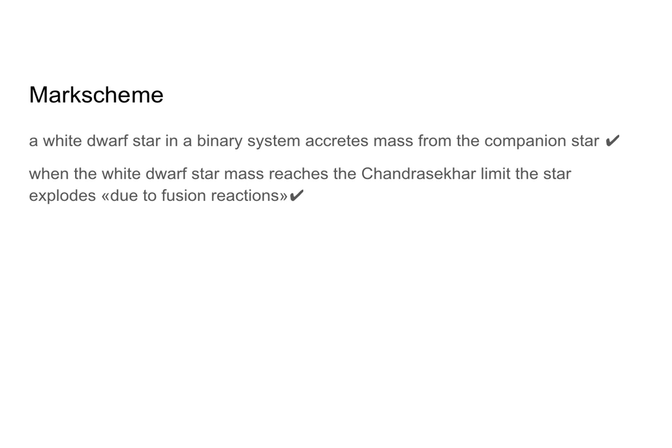Okay, so here's the mark scheme. A type 1a supernova is formed when a white dwarf star in a binary system accretes mass from the companion star. So it gains mass from the companion star. And when the white dwarf star mass reaches the Chandrasekhar limit, the star explodes. And here it says due to fusion reactions.